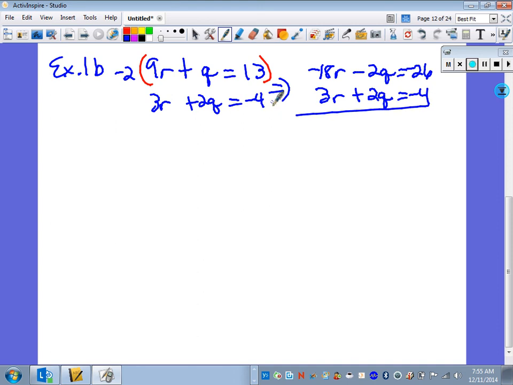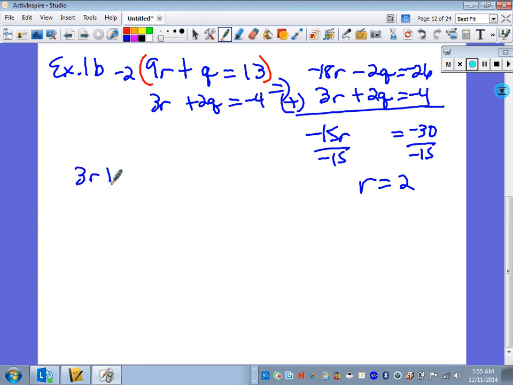Now we're going to add, and I always add. I know in the previous lesson they had you doing subtraction, but I never subtract. I just add. I change what I need to. And so that's why I didn't spend a whole lot of time on subtraction, because you literally can add and get it done. So when you do this, you have a negative 18 plus 3, so that's a negative 15r. This goes to 0, equals negative 30. Divide both sides by a negative 15. R equals 2.